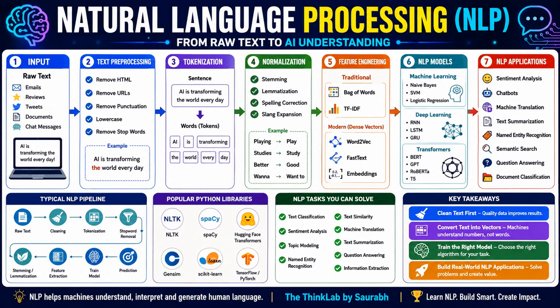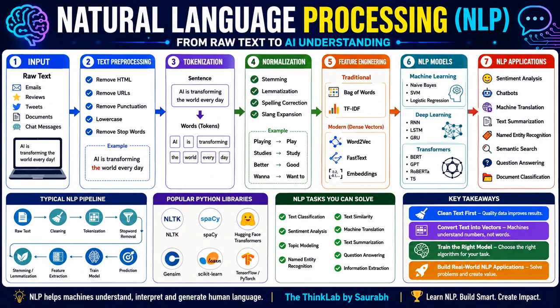The third operation is stop word removal. Words like the, is, are, of, to appear frequently, so we remove these stop words. These words often contribute little semantic meaning for many machine learning tasks. However, modern transformer models sometimes retain the stop words because they contribute to understanding.